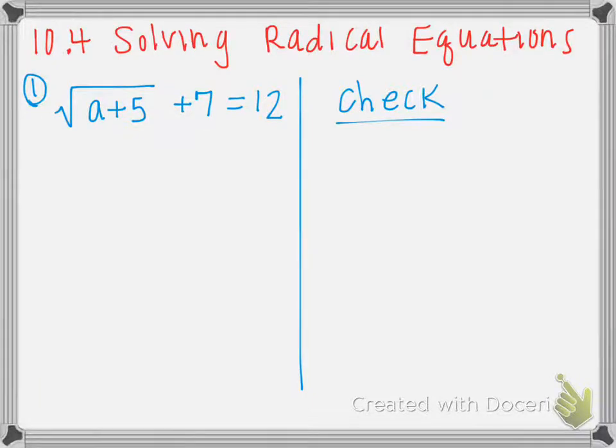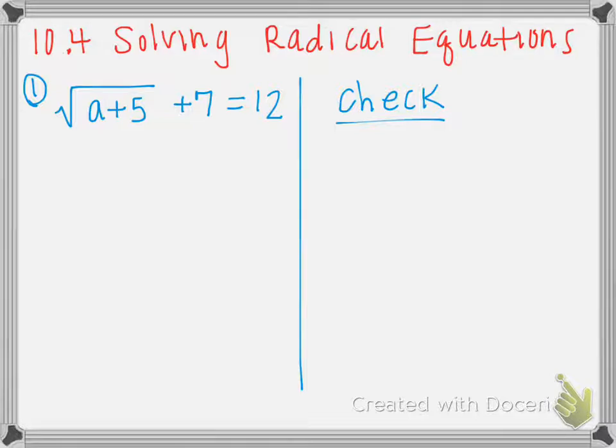This is 10.4, solving radical equations. To solve a radical equation, we first want to isolate the radical. So as you can see here in example 1, the square root of a plus 5, and then adding 7 is outside of the radical, equals 12. So our goal is to get the radical by itself first.